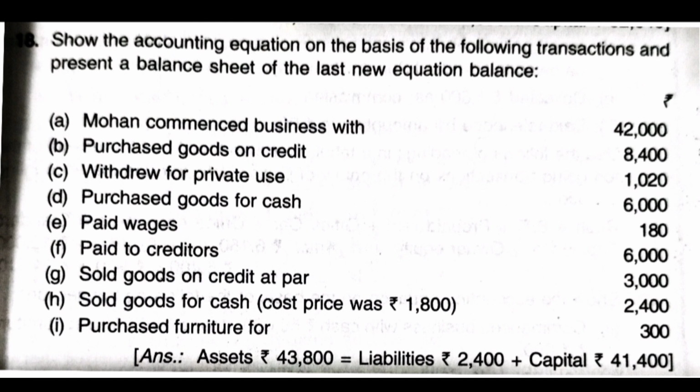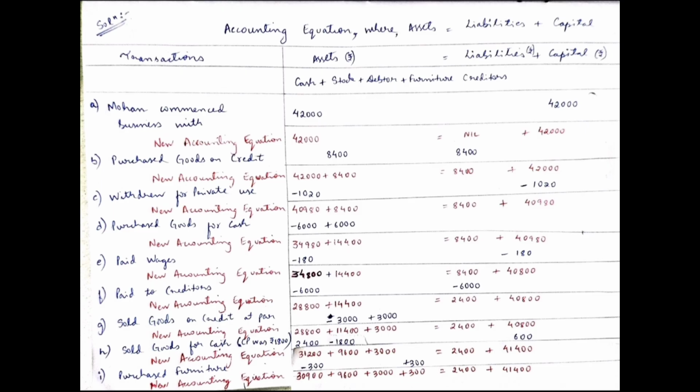It will be assets. Under assets, cash will increase, yes or no? When sales happens, cash comes into the business, yes or no? So how much? 2,400 we will write under the cash column. 2,400 we are receiving cash, yes or no? And cost price was 1,800. The cost price of those goods was 1,800.